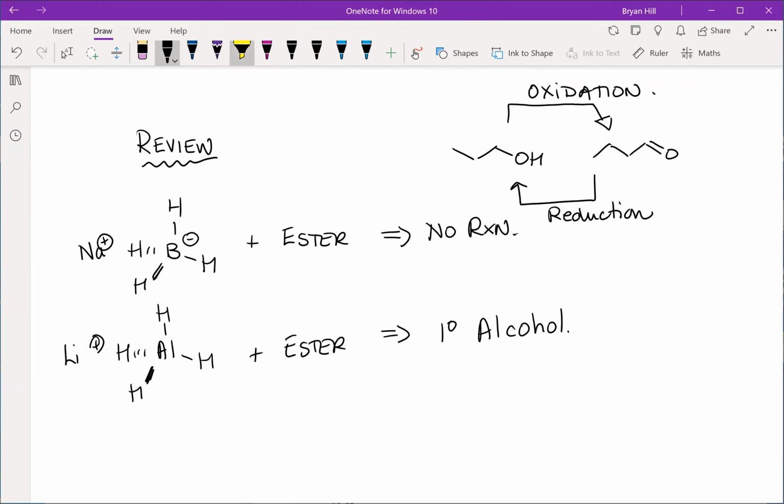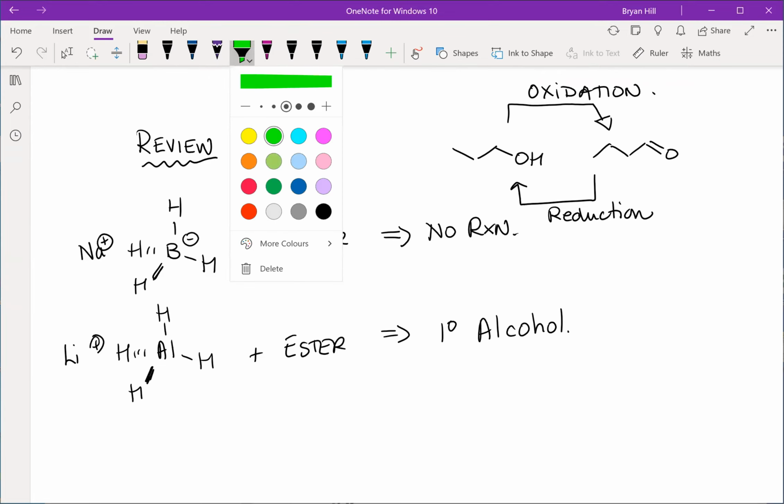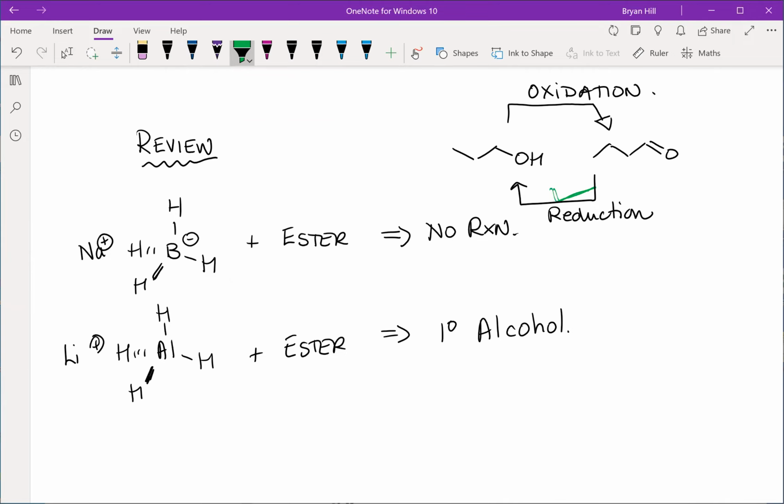So we've essentially covered the reductions. We've taken carbonyl compounds, we've reduced them, and we've made alcohols. The thing we need to do next is the opposite. Take an alcohol and oxidize it to the various carbonyl groups. So that's what we'll do next, unless there's any questions.